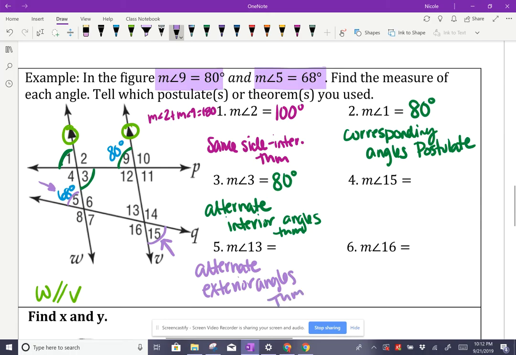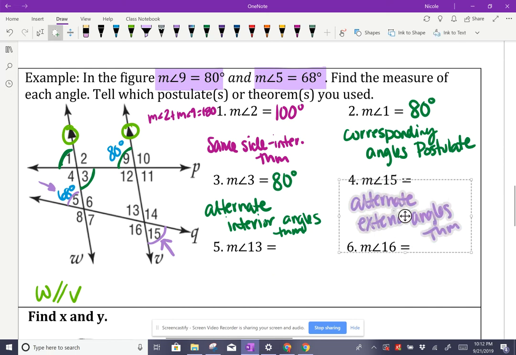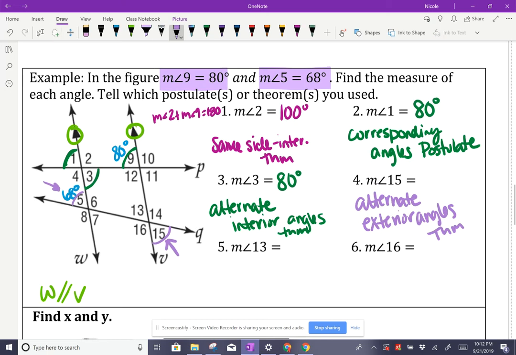So angle 15, which is over here, actually, let's do this. Just going to drag all that over here. And say that this is 68 degrees. Okay.